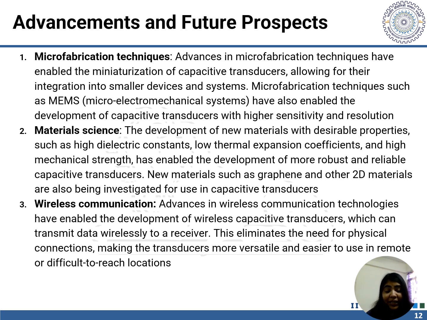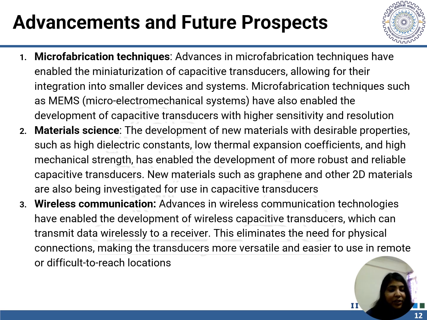The next is in material science. The development of new materials with desirable properties such as high dielectric constant, low thermal expansion coefficient, and high mechanical strength has enabled the development of more robust and reliable capacitive transducers. New materials such as graphene and other 2D materials are also being investigated for use in capacitive transducers.